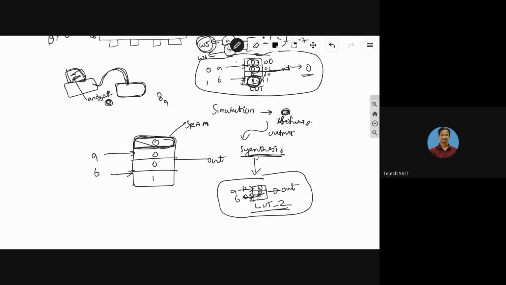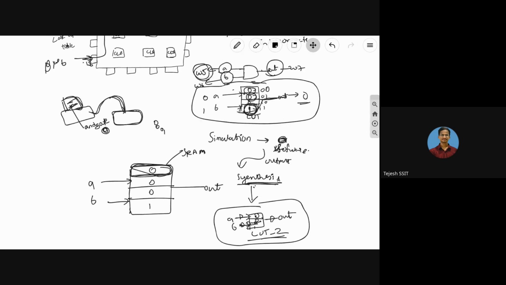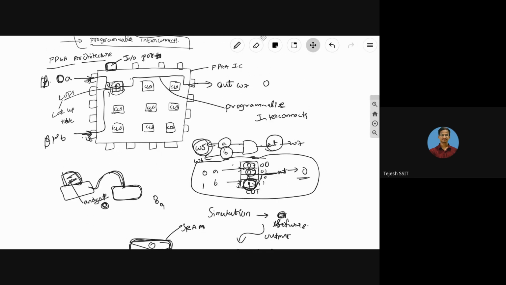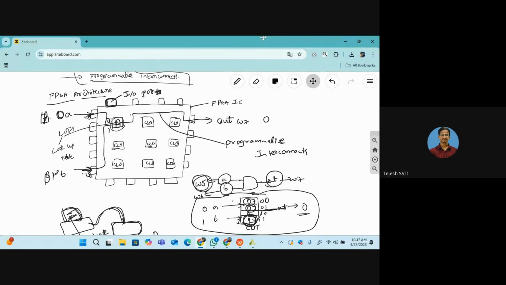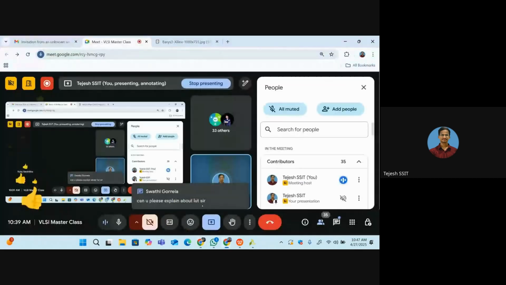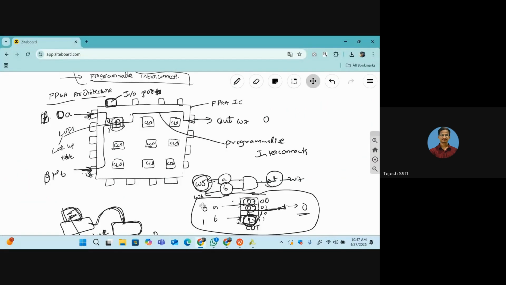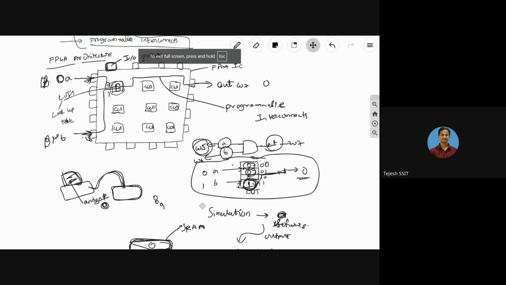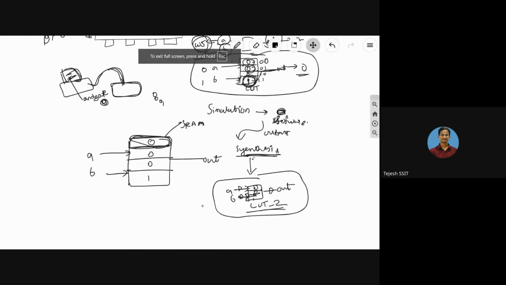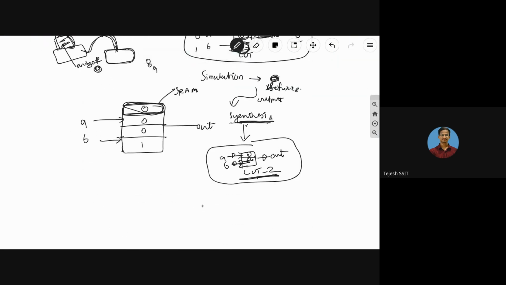I have a small question. Shall I ask one question to you? Are you ready? This is a very simple question, don't worry. So here you can see this one. This is the LUT2. Why can we call it LUT2? Can anyone tell me? Open your mic.